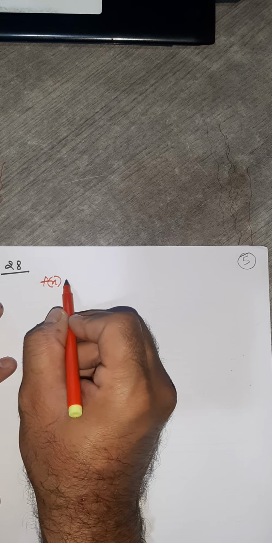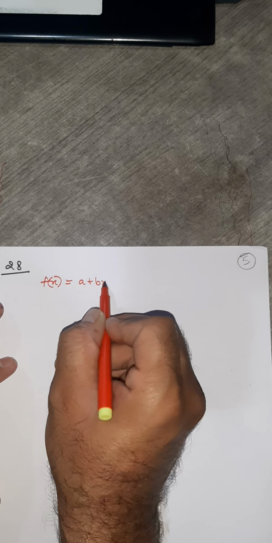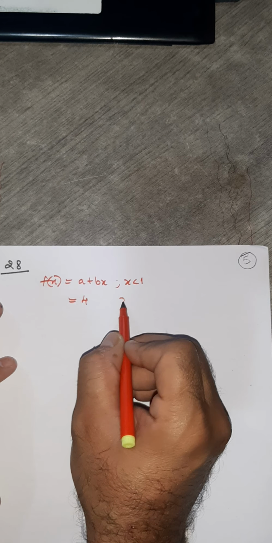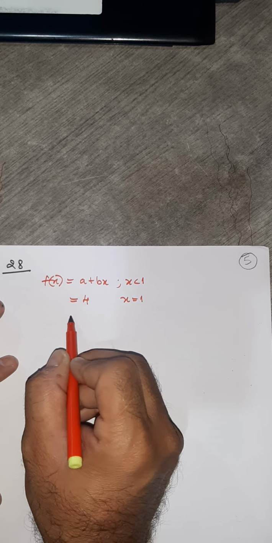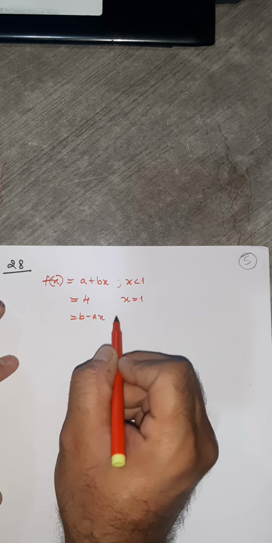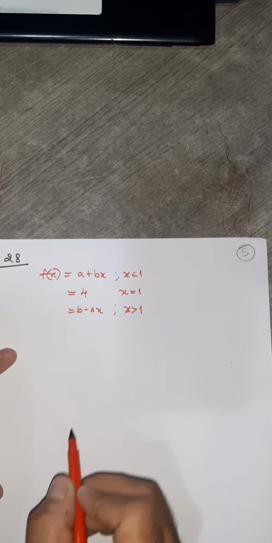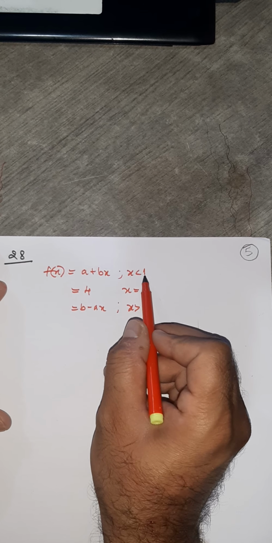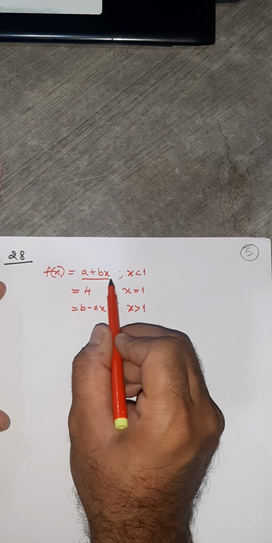That's something different. There you are asked the values of a and b, unknowns. Your function is like this. a plus bx, where x is less than 1; x equals 1; and b minus ax if x is more than 1. Right? What this definition says, if value of x is less than 1, use this function.